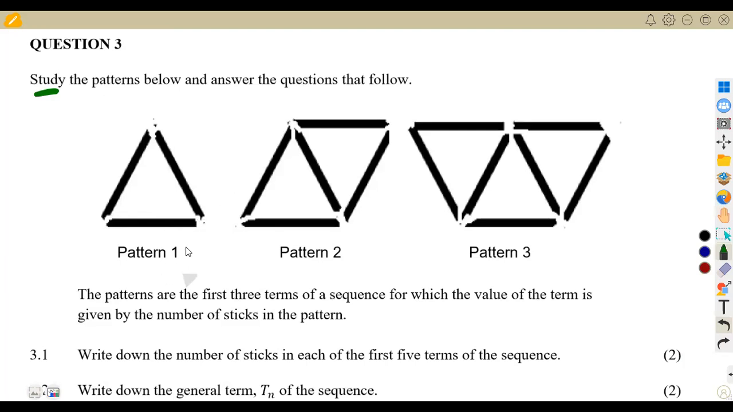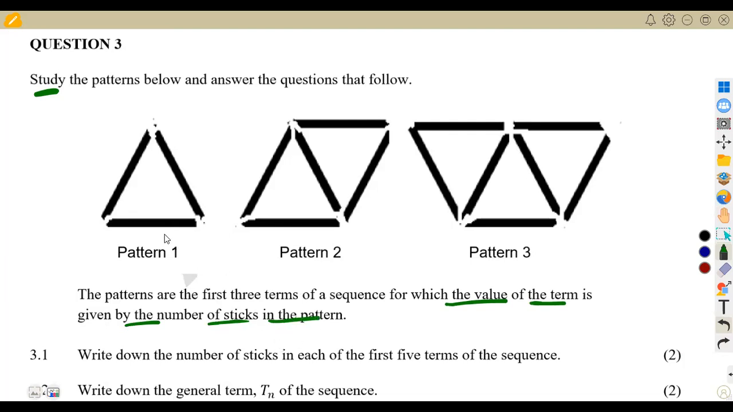This is pattern 1. Let us study what is happening. Pattern 1, there are sticks here. These patterns are the first 3 terms of a sequence, for which the value of the term is given by the number of sticks in the pattern. So they are saying it's 3 terms, but the value of the term, this is the most important part, the value of the term is given by the number of sticks in the pattern.